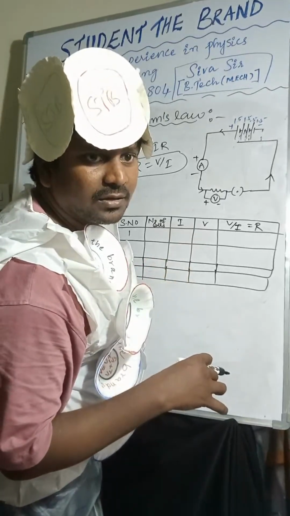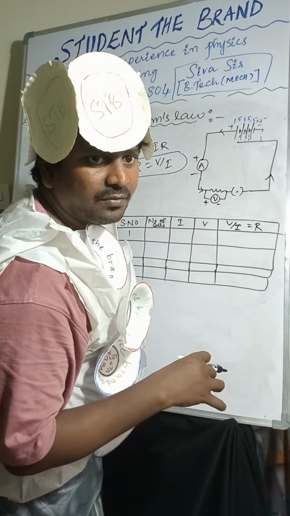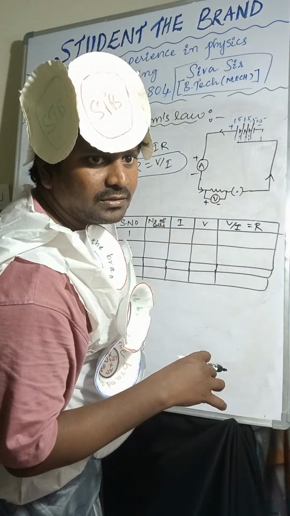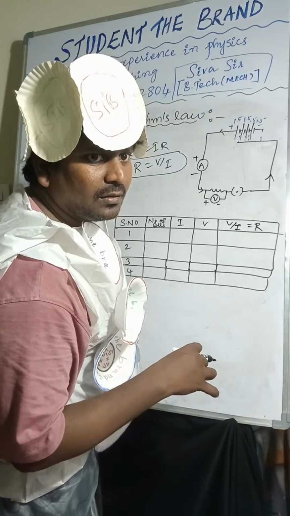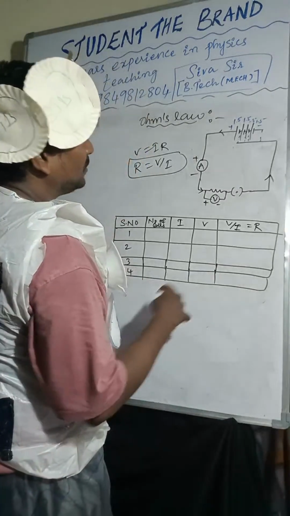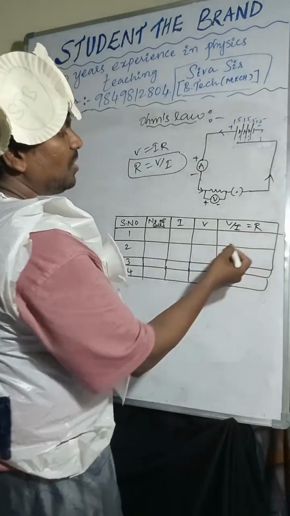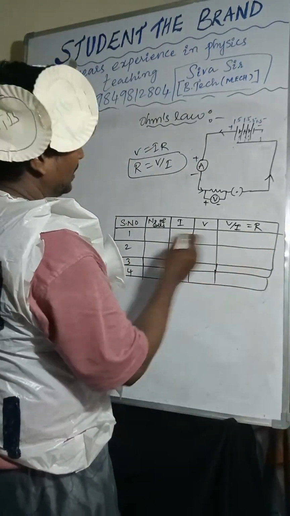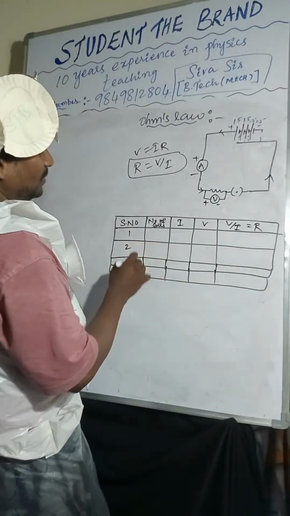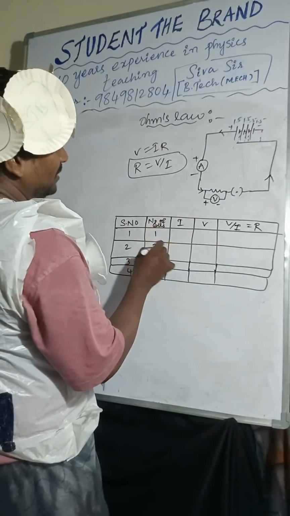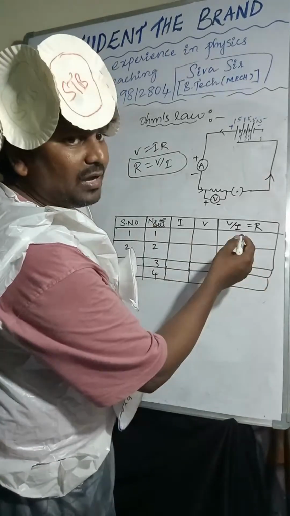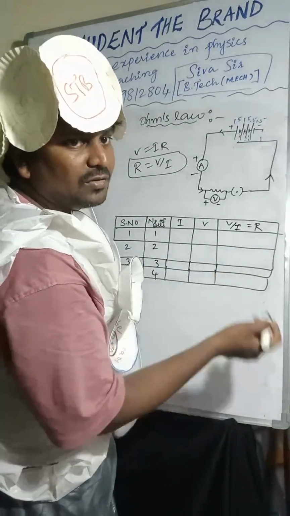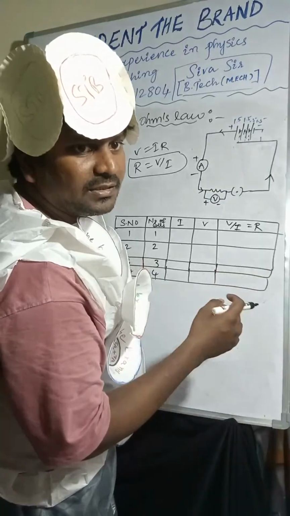Sir, R is constant for a proportionality, then how does it vary after changes in voltage and current? That's why it is right: every time it is constant only. So every time you take the values for 1, 2, 3 cells, the R value is constant only. R won't change.